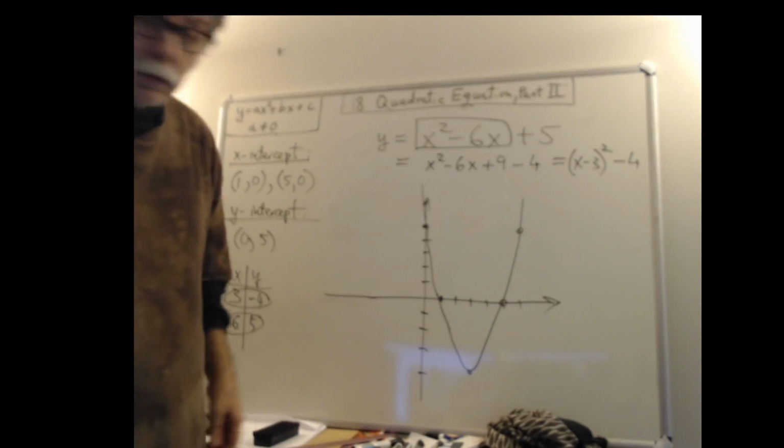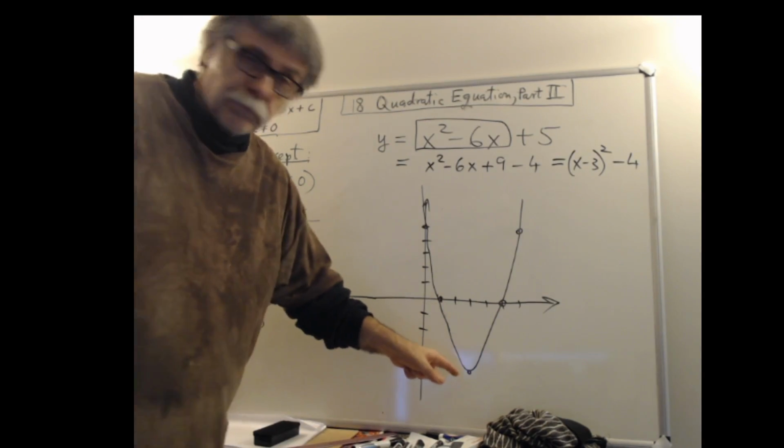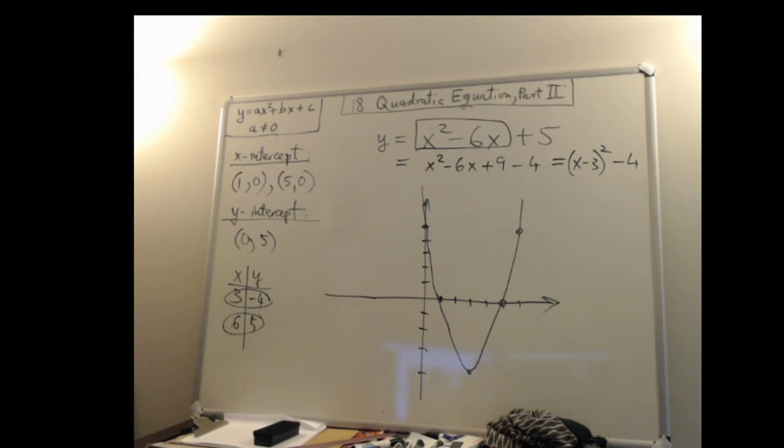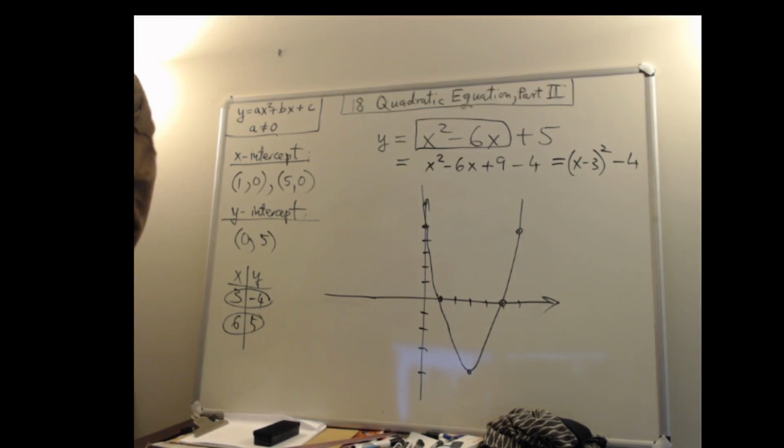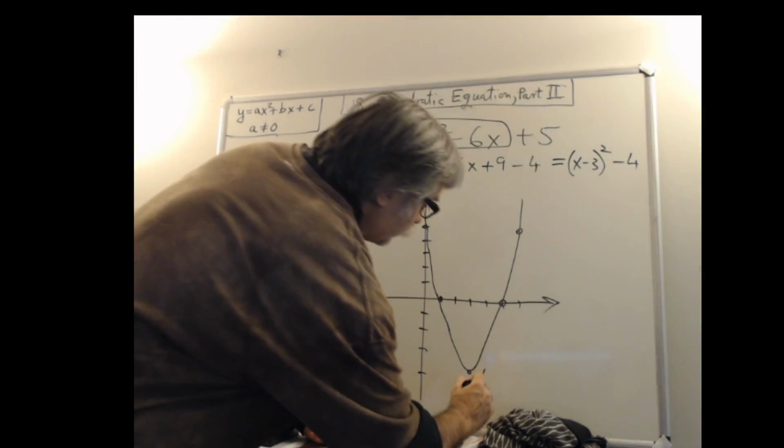So I know now that you cannot go lower than this. This is the lowest point. At this point you have to turn and you have to start going up. You cannot go any lower. That's how I know it. So we're going to call this the vertex.